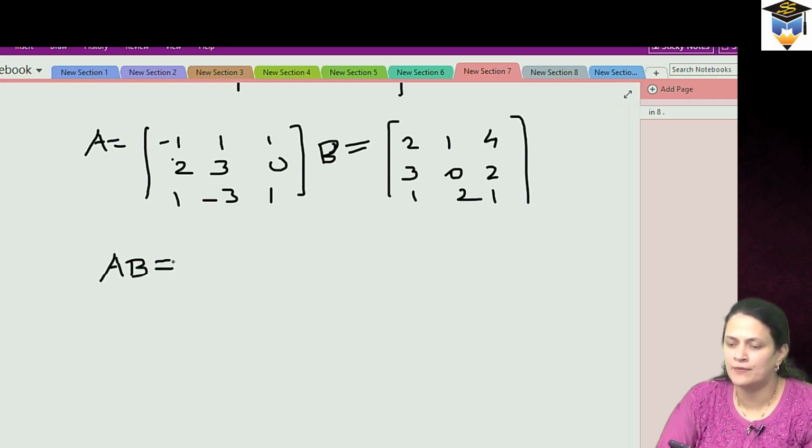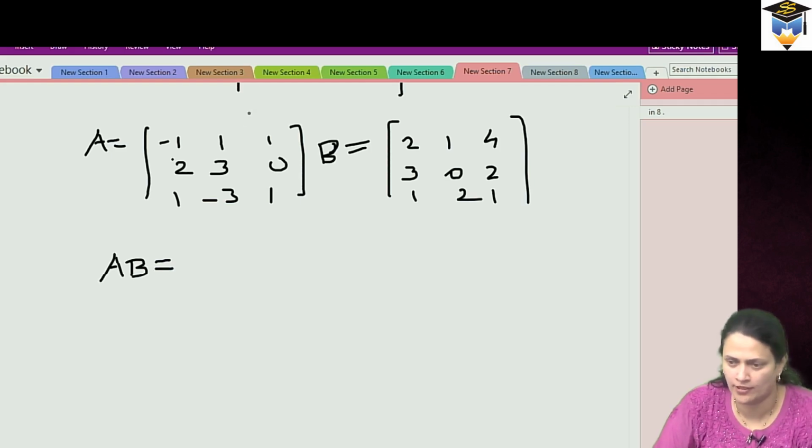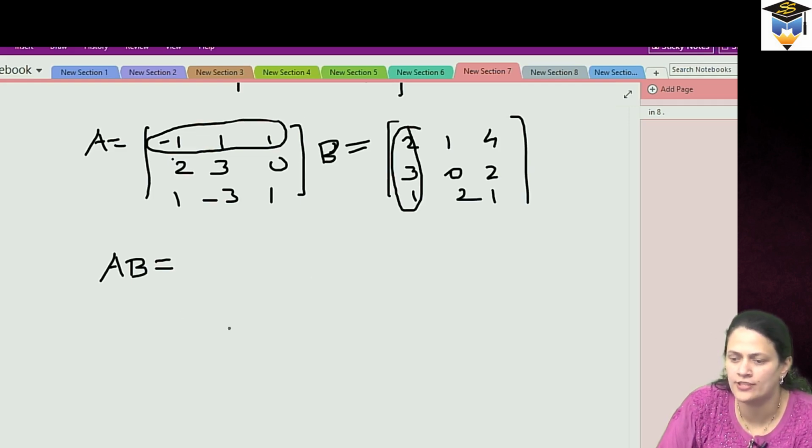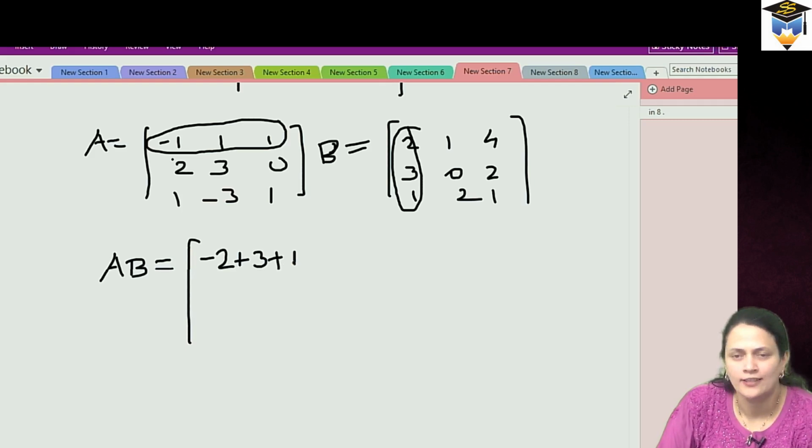So again the same thing, follow the same method. First take this row into this column. Write down the first element. So that will be -1 into 2 is -2 plus 3 plus 1. I am going to directly write it by multiplying. Then first row, second column. So -1 into 1 is -1 plus 2. And the third element is -4 plus 2 plus 1, that is 3.